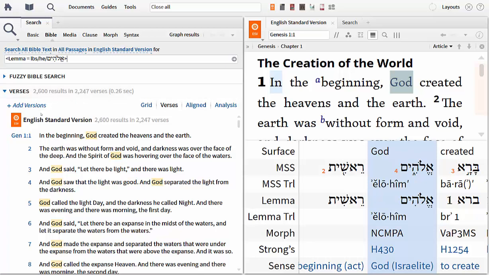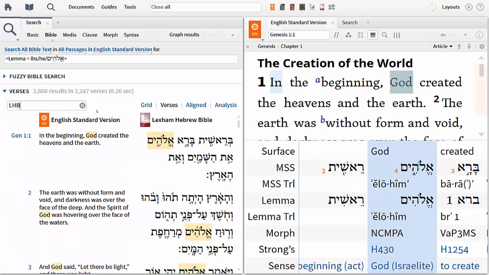Now, if you want to see the Hebrew, maybe you can read Hebrew. I'm going to type in LHB, that's the Lexham Hebrew Bible, and then we add Hebrew in the column here. I will make a PDF of the search results here and put it on the website for anyone who's interested. And then you have a record of where Elohim occurs in the Hebrew Bible.